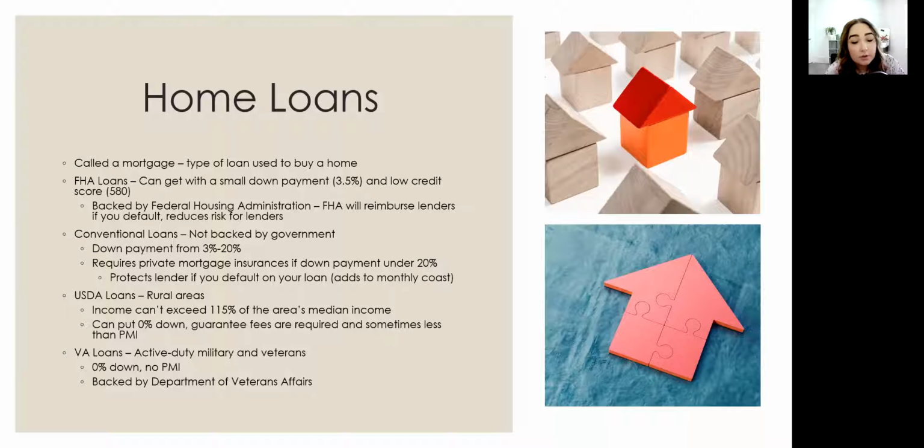We have USDA loans, which are for rural areas. I think places like Eagle Mountain here can qualify for USDA loans, but your income can't exceed 115% of the area's average income. You can put 0% down, and there are guarantee fees that can be required and sometimes can cost less than private mortgage insurance, which is on a conventional loan. So they can be a good option sometimes. Usually the people that are helping you get home loans can walk you through these options.